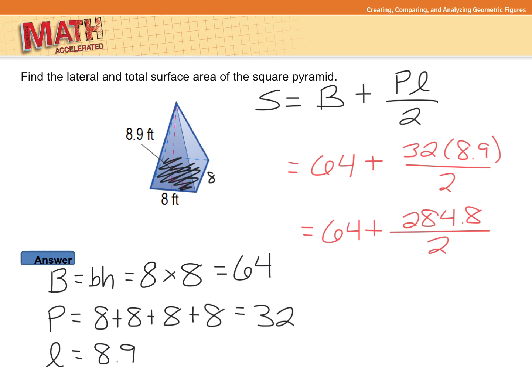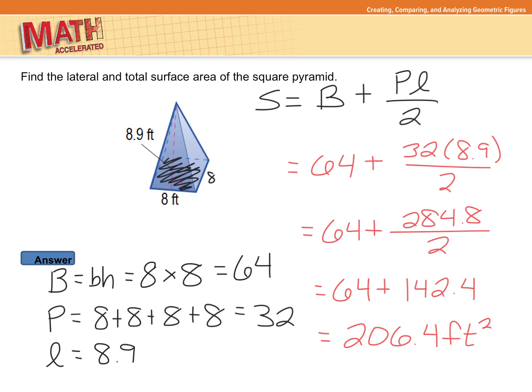What's next? Divide by 2. So we have 64 plus 142.4. And then what would our last step be? Add 64 at the end. What'd you get? Yep, 206.4. And what would my label be for surface area? Feet squared. Yep.